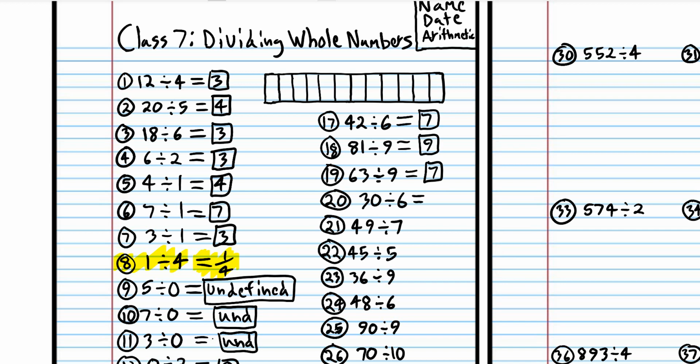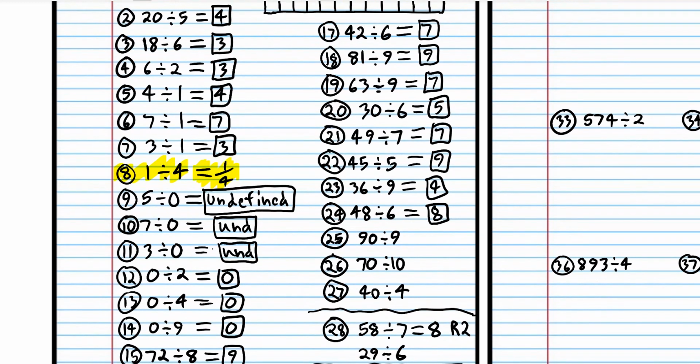Number 20, 30 divided by 6 is 5. 49 divided by 7 is 7. 45 divided by 5. How many times is 5 going into 45? Well, I know 5 times 9 is 45. 36 divided by 9 is 4 because I know 9 times 4 is 36. I know my multiplication facts. 48 divided by 6 is 8. And there you go. Checking all those answers to make sure I didn't make some ridiculous mistake.